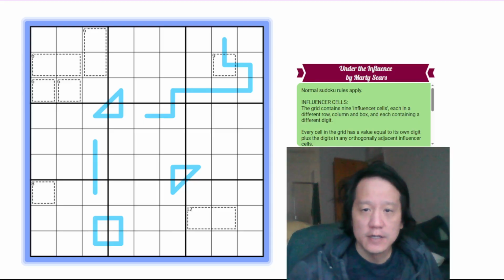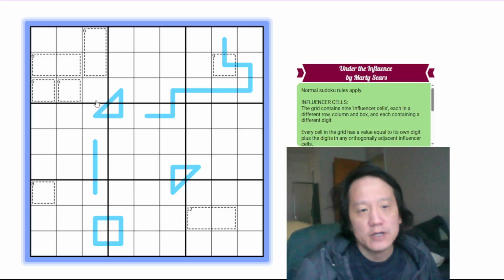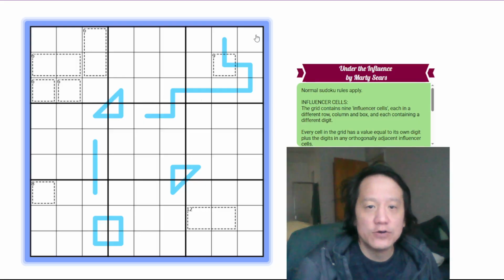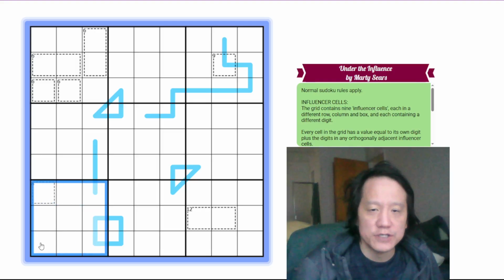It's called Under the Influence by Marty Sears. And here are the rules. Normal Sudoku rules apply, which means in every cell in the grid, place a single digit from 1 through 9 such that there are no repeats in any row, column, or designated 9-cell region, which is a box in this case.